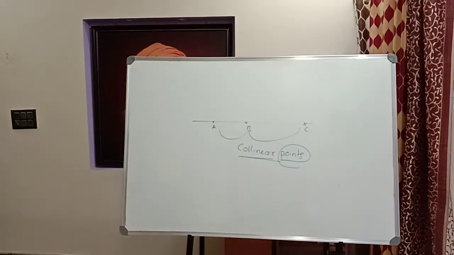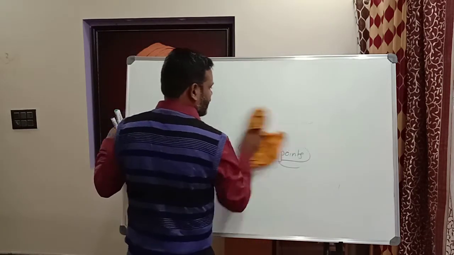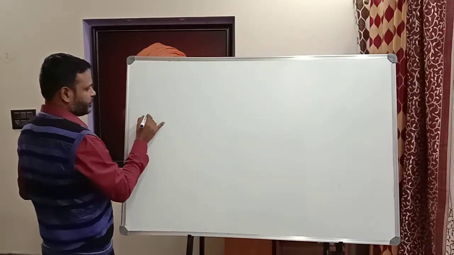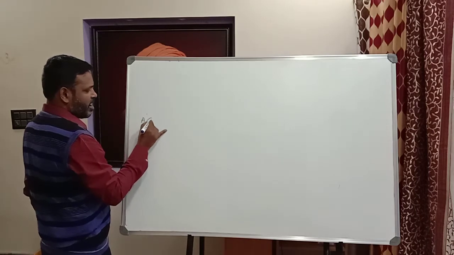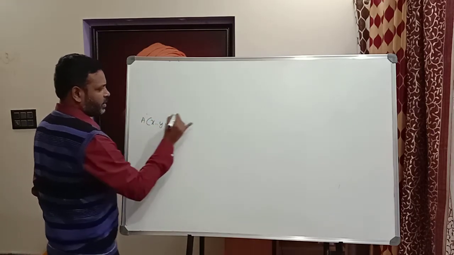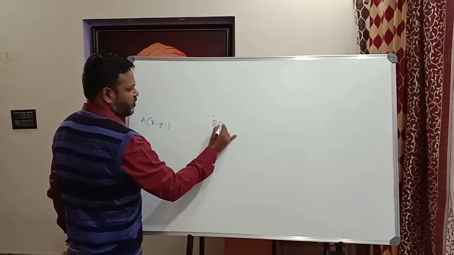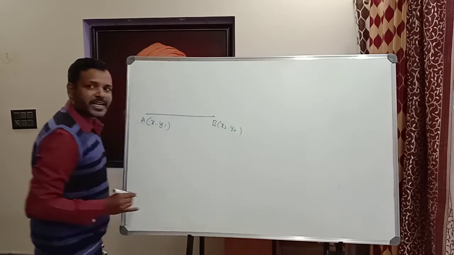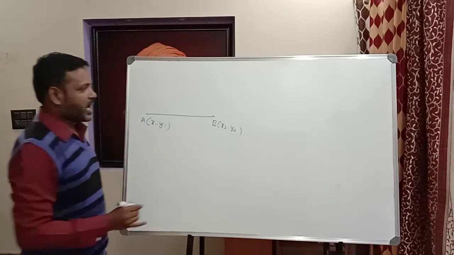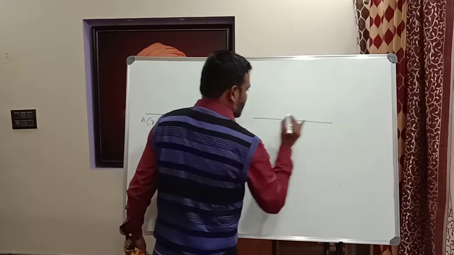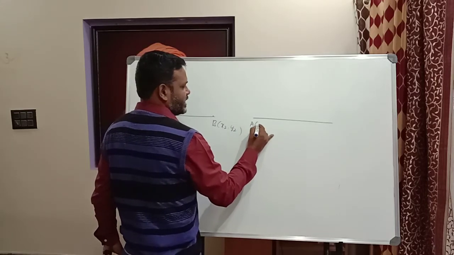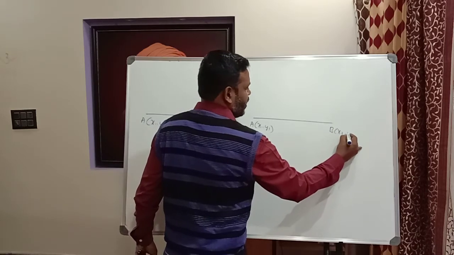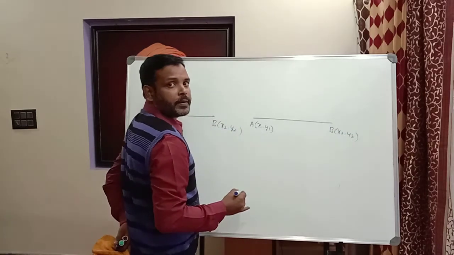I am considering 2 points here. A very, very important thing. The first one is A of x1, y1. Another point is B of x2, y2. By joining these 2 points, you will get a straight line. And again, I am considering these 2 points, A of x1, y1 and B of x2, y2. Is it clear?